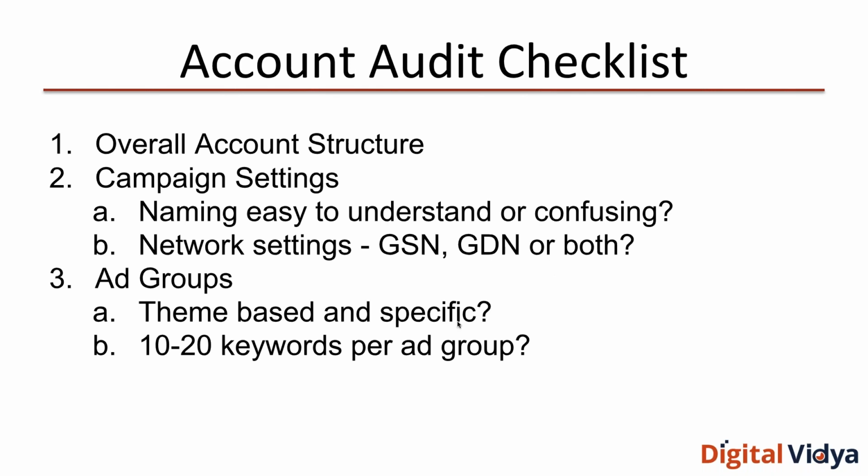Coming to campaign level, is the campaign naming done in an easy manner, or is it confusing? These are all applicable when you receive an account from a client where there are lots of campaigns. So at the very peripheral campaign level, are they naming the campaign in an easy to understand manner, or is it all confusing? How are the network settings? Are the campaigns targeting all the networks, or are they properly segmented for search campaigns and for display campaigns?